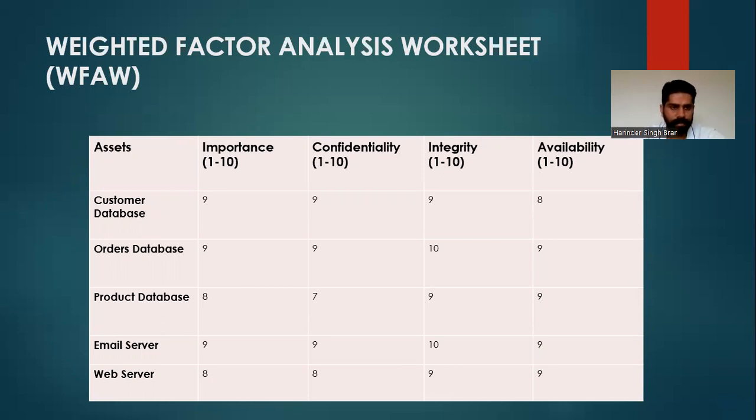So talking about assets, customer database: importance 9, confidentiality 9, integrity 9, availability 8. Order database: importance 9, confidentiality 9, integrity 10, availability 9. Product database: importance 8, confidentiality 7, integrity 9, availability 9. Email server: importance 9, confidentiality 9, integrity 10, and availability 9. Web server: importance 8, confidentiality 8, integrity 9, availability 9.